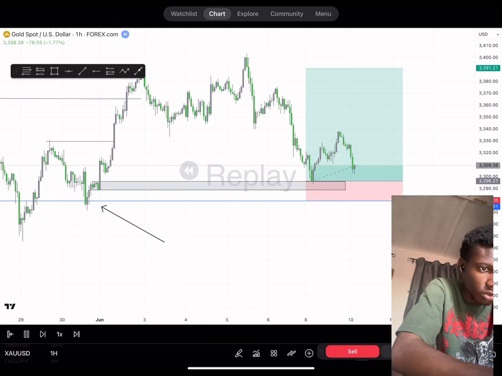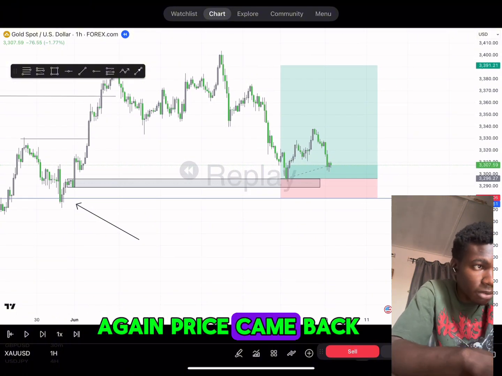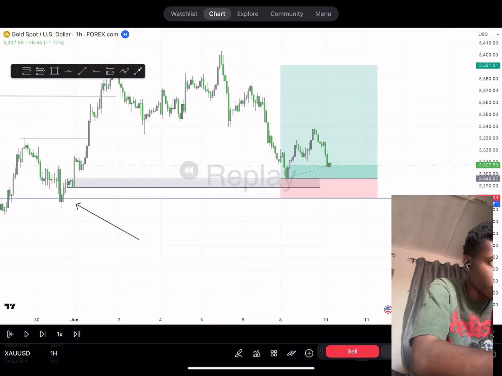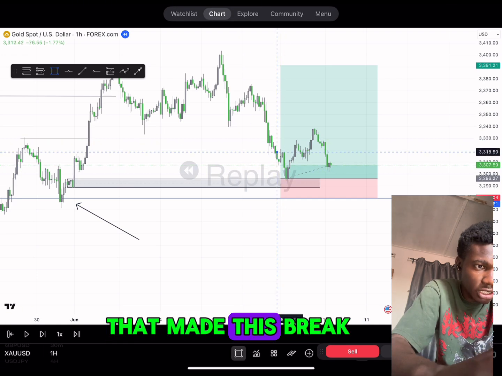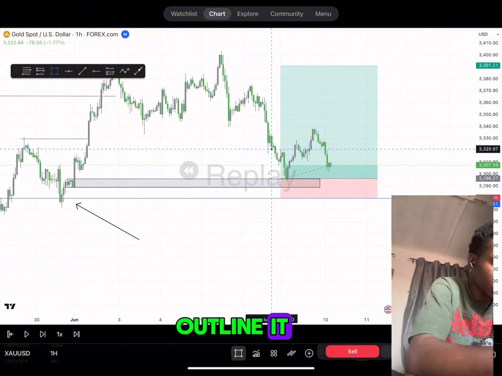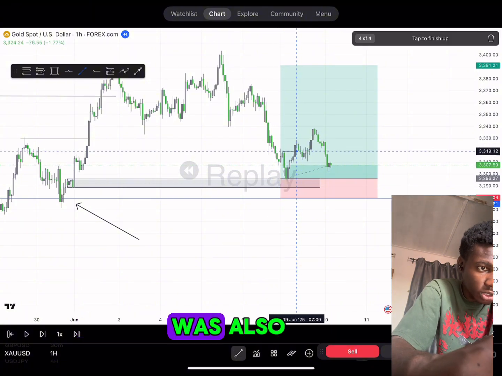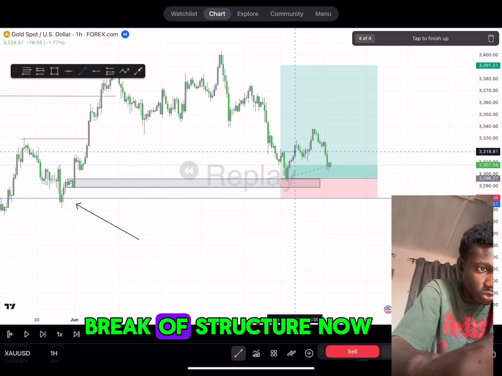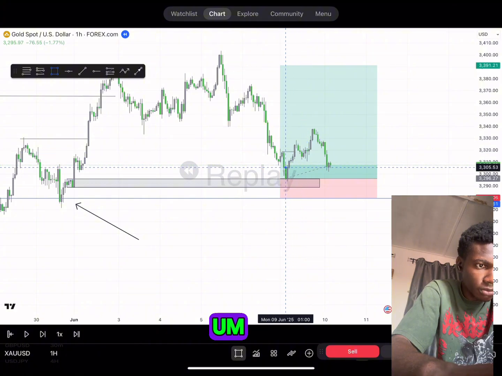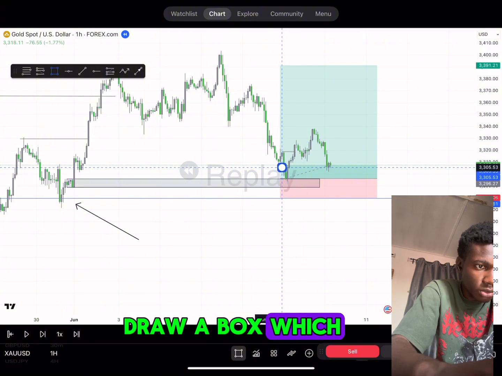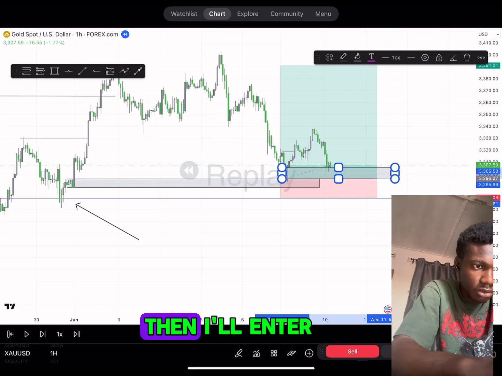Okay, you can see what price is doing, right? Price came back. If I wanted to enter again, price came back to the same zone, the same candle that made this break of structure. Let me outline it. This was also a break of structure. So we are going to draw a box aligning the candle that caused the break of structure.